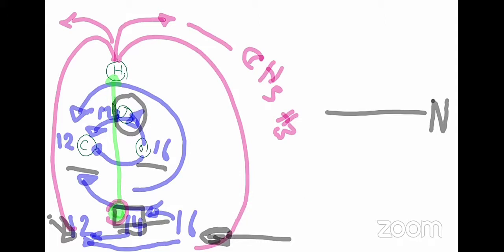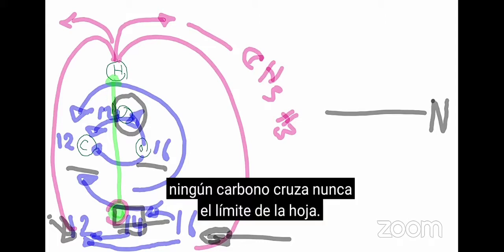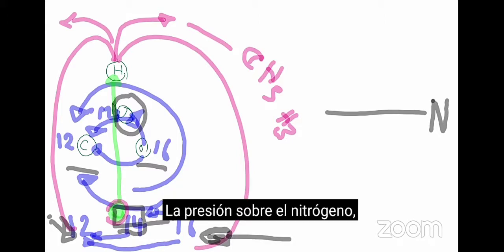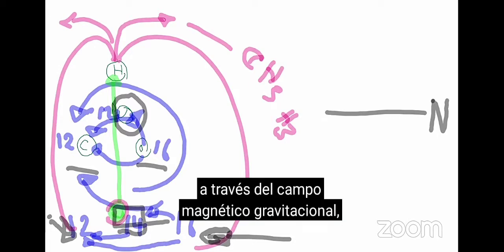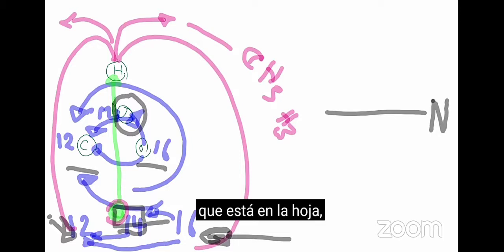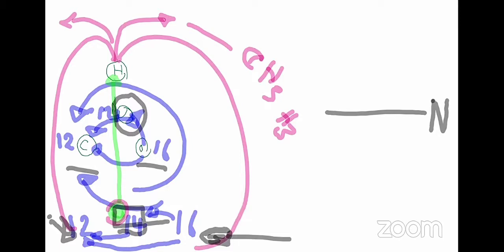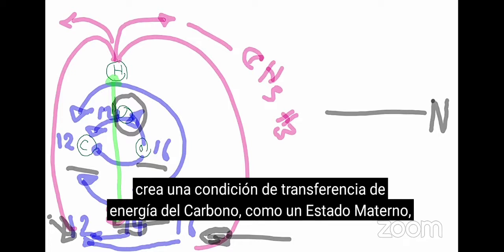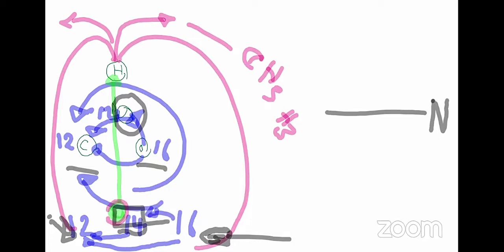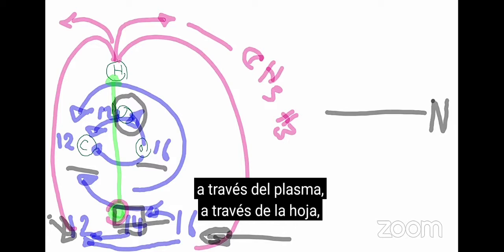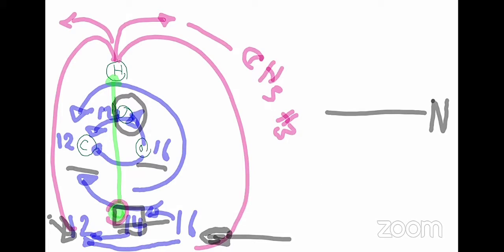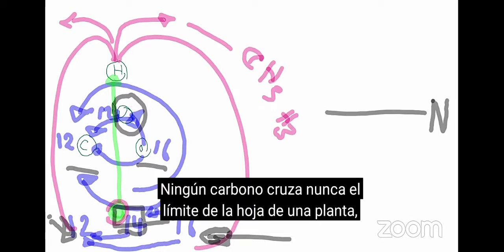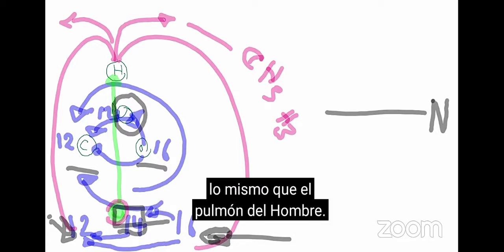Goes back again, no carbon ever crosses the boundary of the leaf. The pressure on the nitrogen, through the gravitational magnetic field which is in the leaf, creates a condition of transfer of energy of the carbon as a matter state through the plasma, through the leaf, and then the vice versa during the daytime. No carbon ever crosses the boundary of the leaf of a plant. The same as the lung of the man.